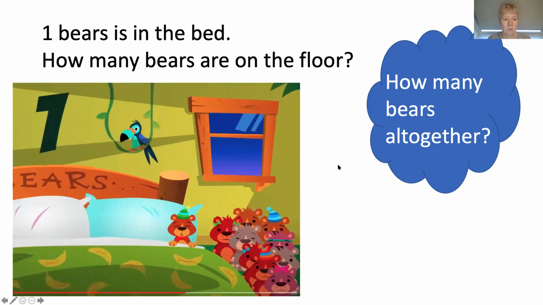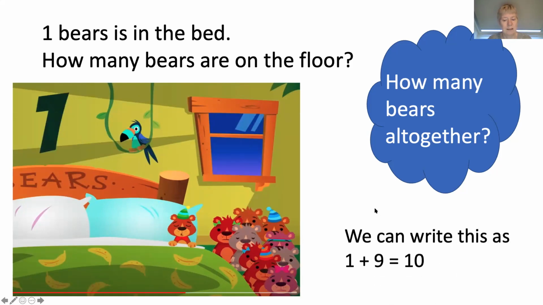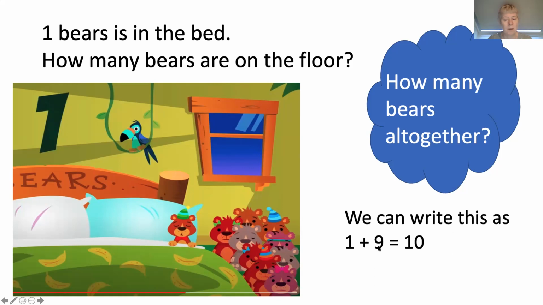And now, only 1 bear is in the bed. All the other bears are on the floor. How many bears are on the floor? 9 bears are on the floor. And how many bears altogether? Still 10. Can you write that one down? 1 bear is in the bed. 9 bears are on the floor. 10 bears altogether. Well done. 1 plus 9 makes 10.